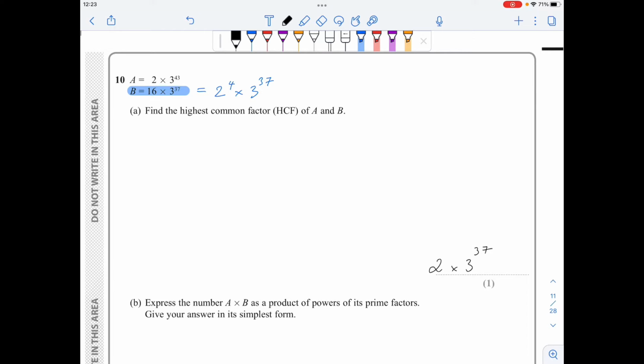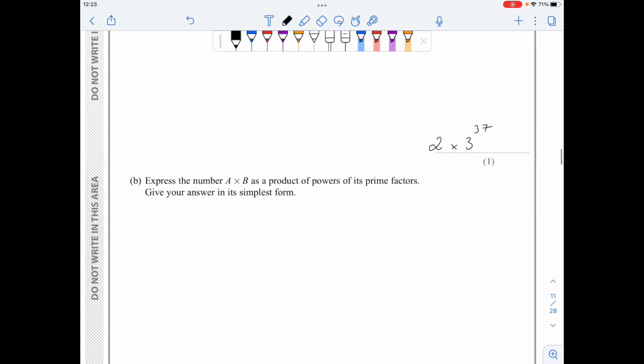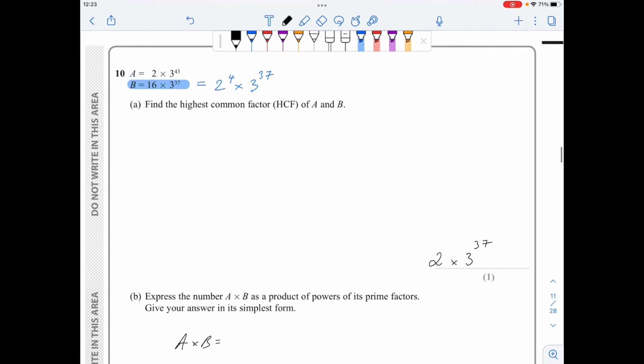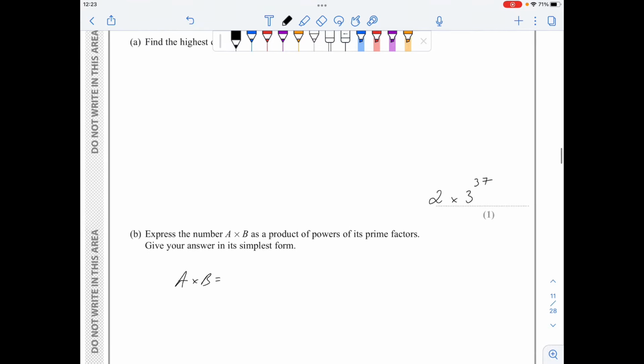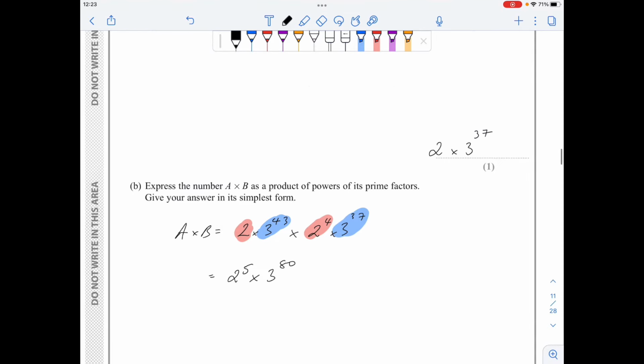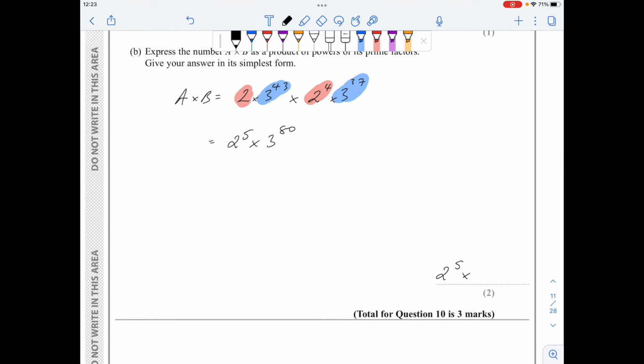For part B, I need to find the product of A and B. Now, the product of A and B is equal to A, which is 2 times 3 to the 43, times B, which is 2 to the 4 times 3 to the 37. So the 2's will give me 2 to the power of 5. The 3's, if I add the powers, will give me 3 to the power of 80. So this is my final answer.